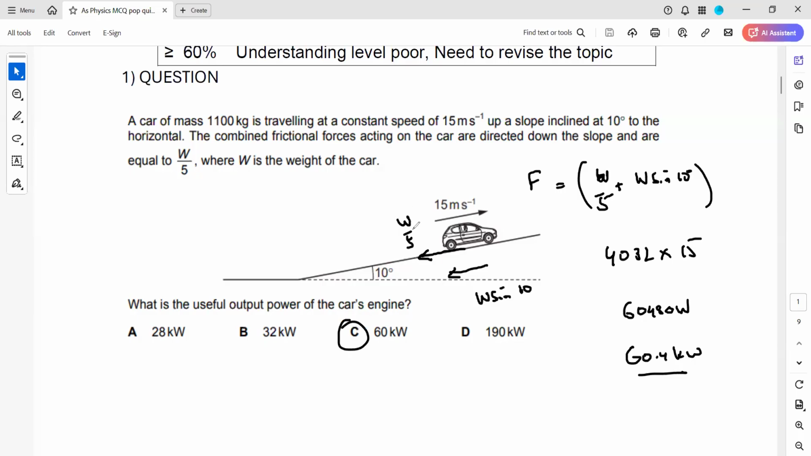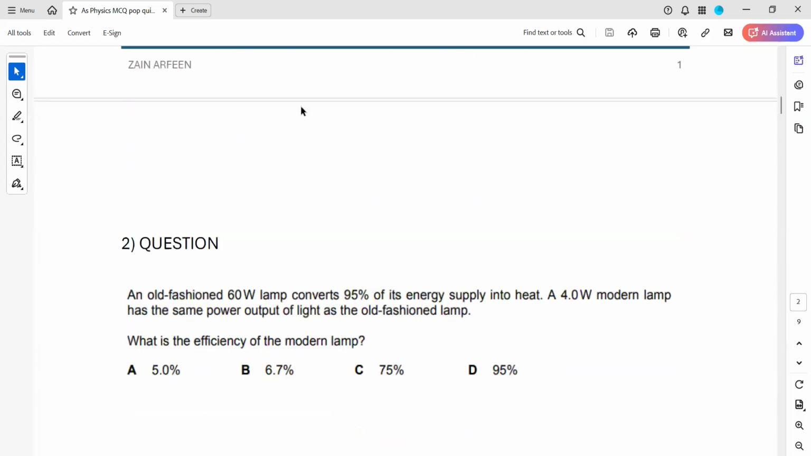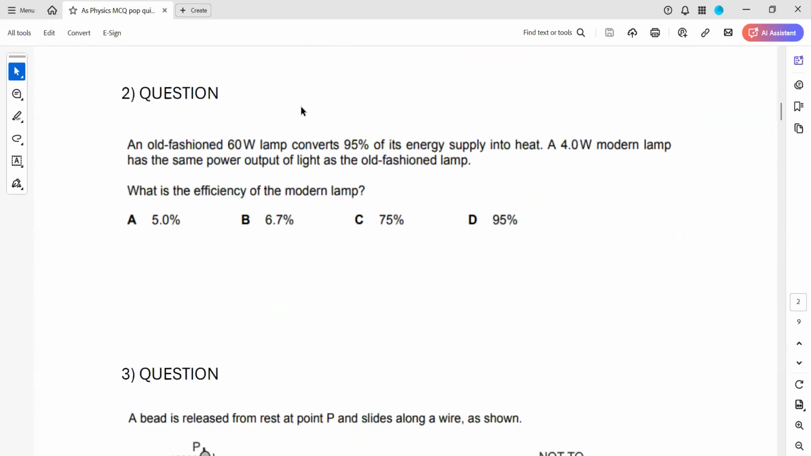So what we did is we worked out the force needed to move at a constant speed. That will be equal to the resistive force because the car is moving at a constant speed. So we have that force and we know the constant speed. When we multiply, that will give us the power generated by the engine. Question 2, any doubt?